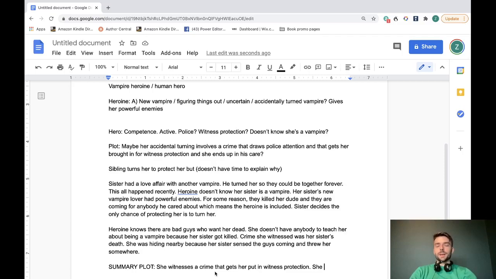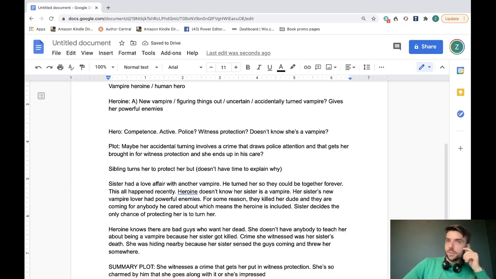So I'm thinking the two solutions to that are either that she's so charmed by him that she goes with it, or she's impressed. Maybe there's some opportunity for me to demonstrate how competent he is, and he helps her through a hiccup that she realizes she wouldn't have made it through without his help. So I think either of those are fine, so I can kind of leave that as an open-ended option.